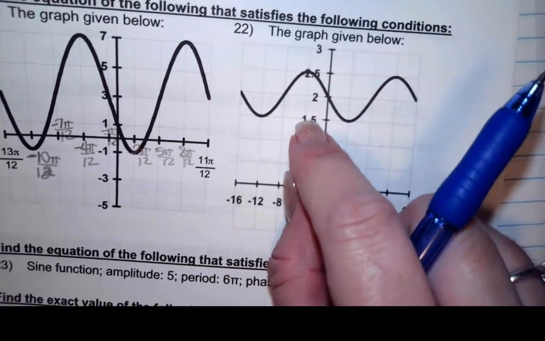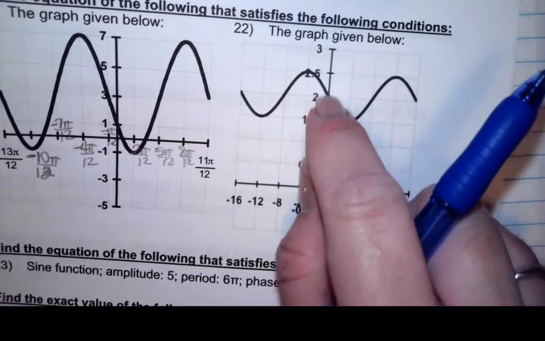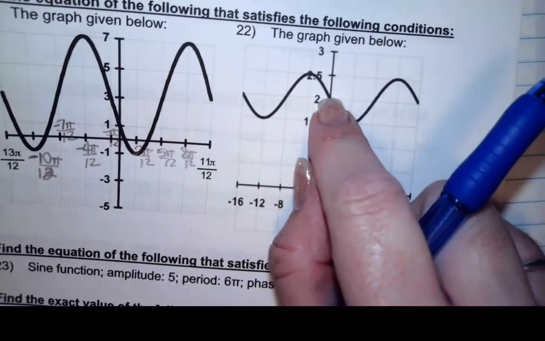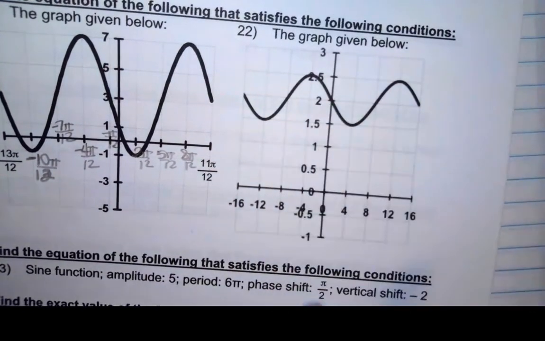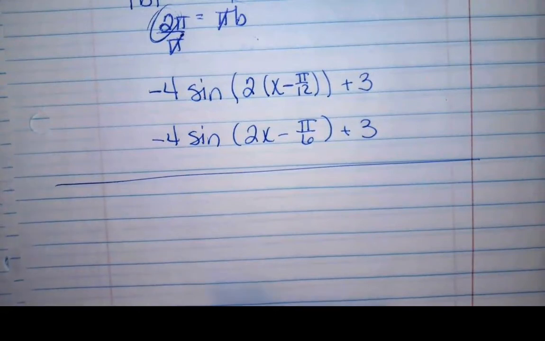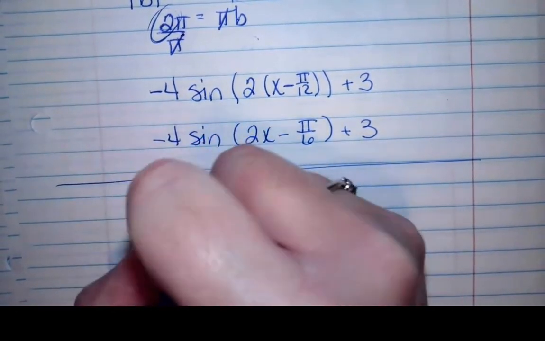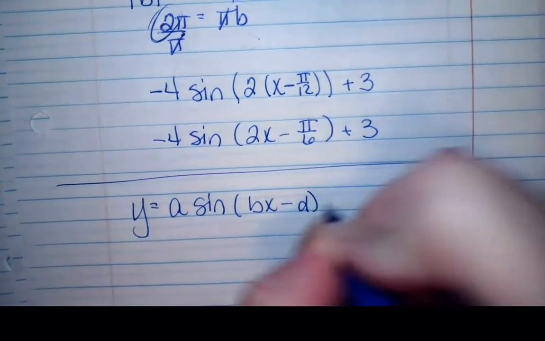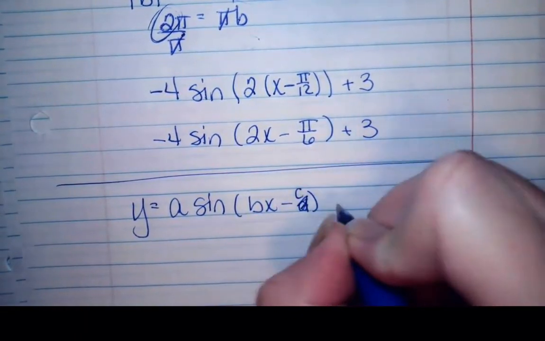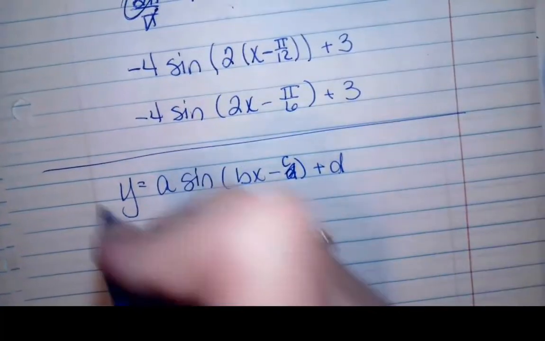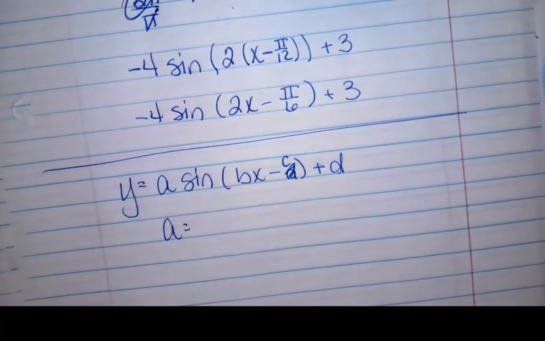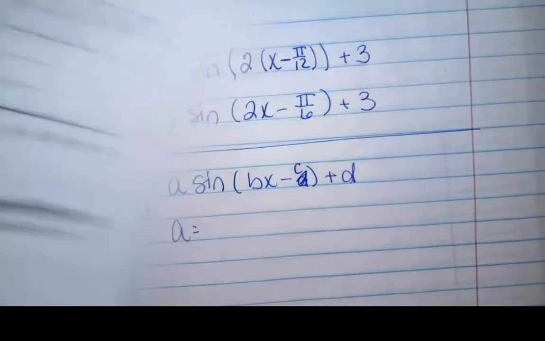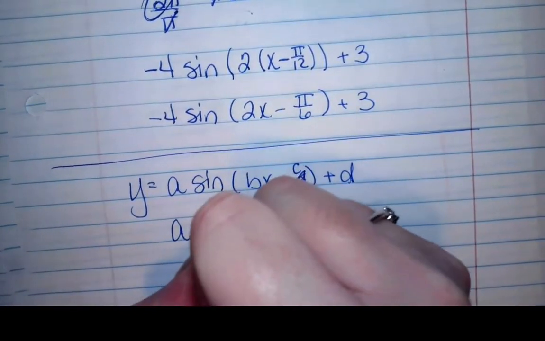Normally I would have an amplitude of up 1, down 1, which would give me a total wave height of 2. On this one I've got up a half, down a half, so that gives me a total wave height of 1. So again, I want this in this format, which is bx minus c plus d. The first thing I can knock out is what is my amplitude. From the center it's going to go up a half and down a half, so my amplitude is 1/2.